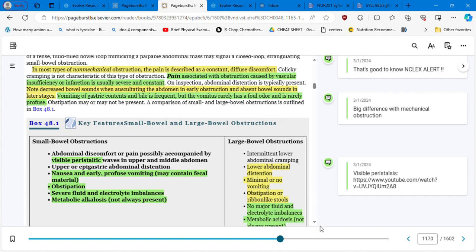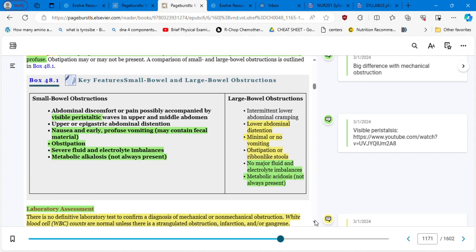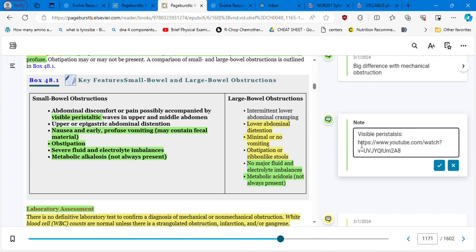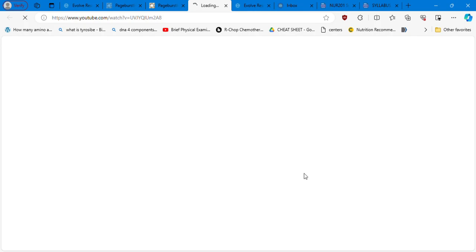Now, we are going to analyze this table. It gives you key features, small bowel and large bowel differences. So in small bowel obstruction, you're going to see visible peristalsis, and I want to share with you a video of visible peristalsis here. Okay, let's watch this video so you can understand and see what to expect.